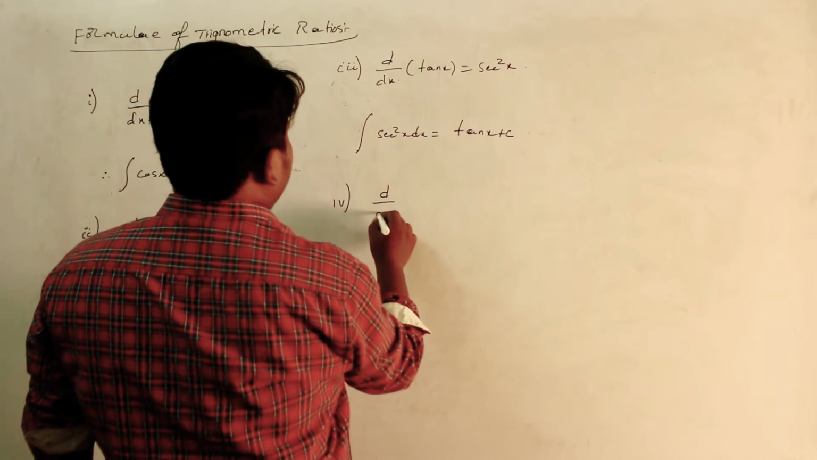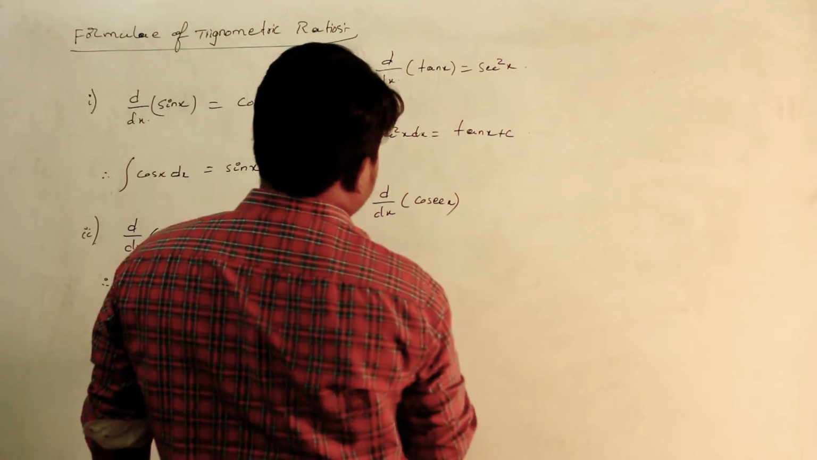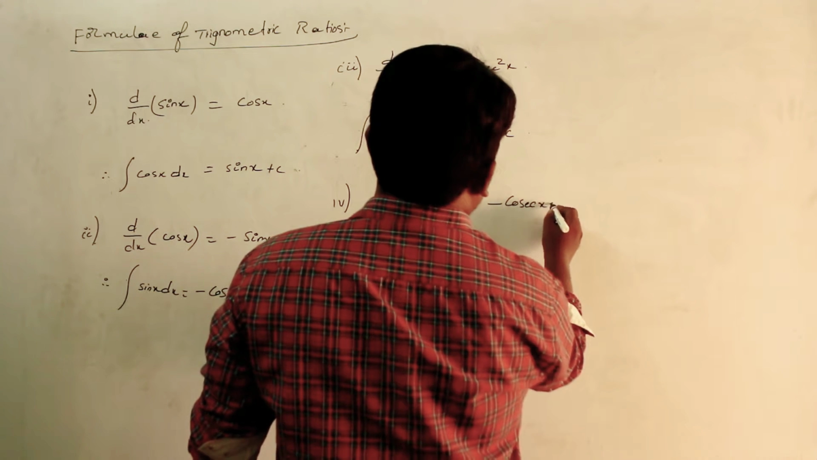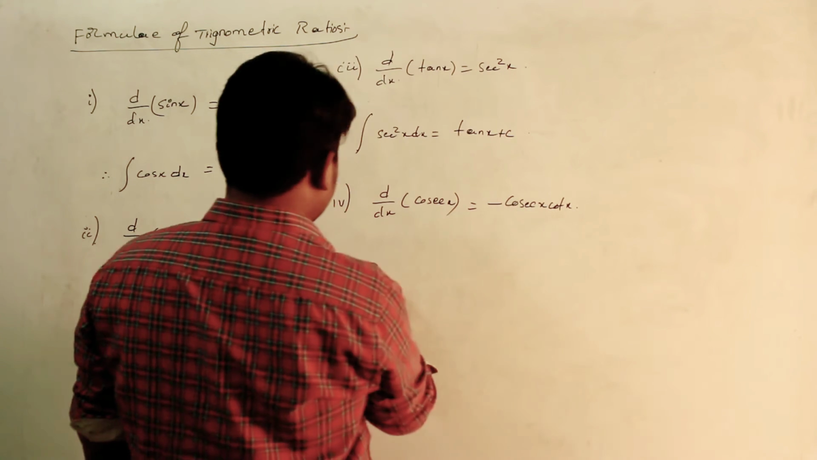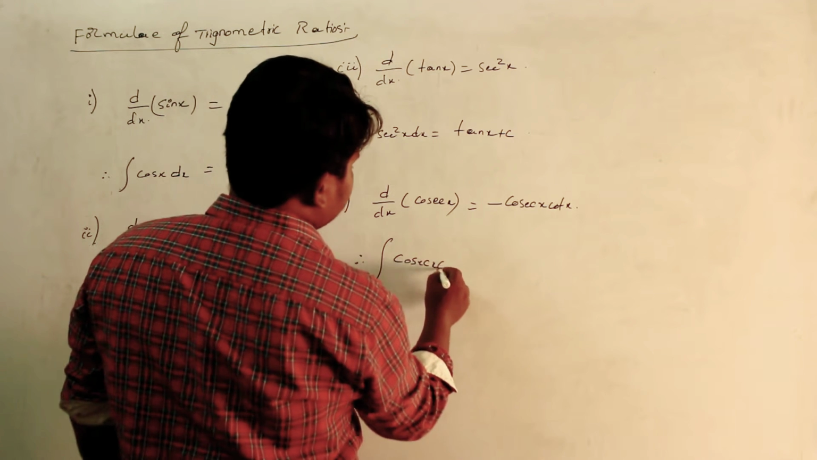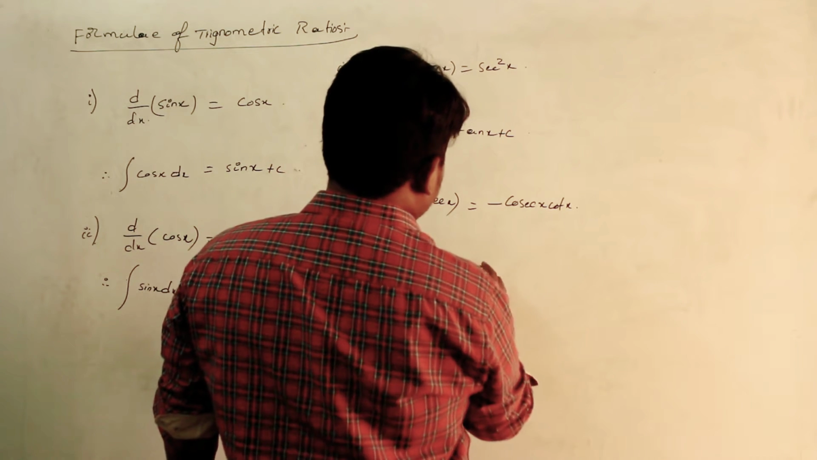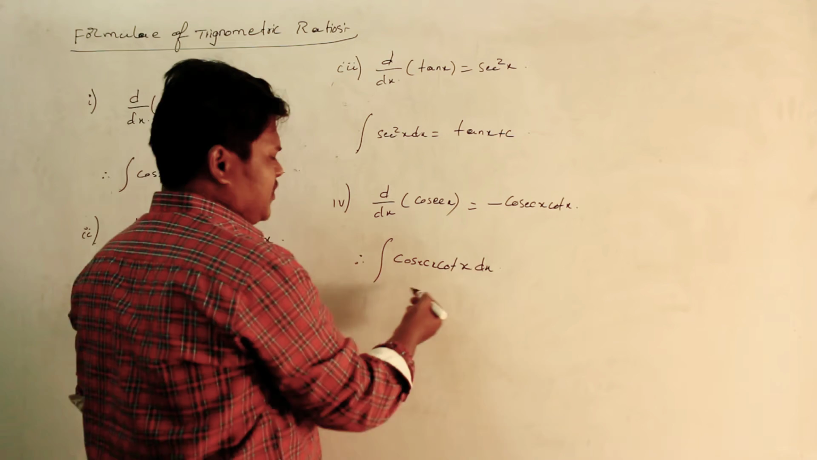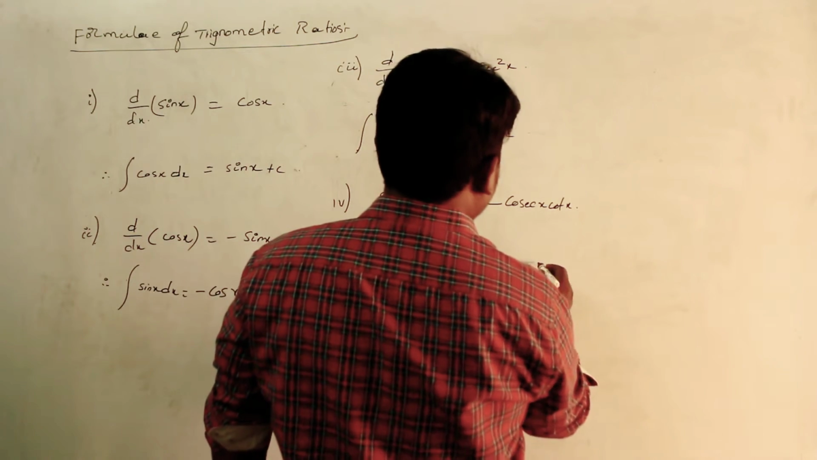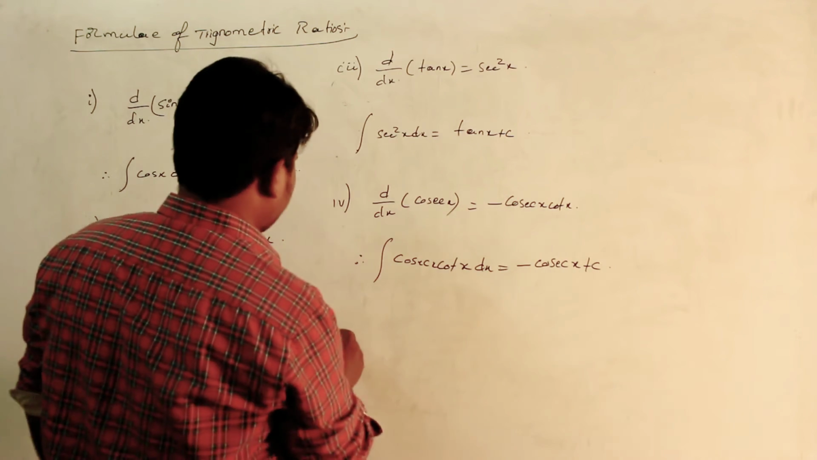Fourth one, d by dx of cosecant x is equal to minus cosecant x cot x. Therefore, integration of cosecant x cot x dx, that is, we are integrating with respect to x here, is equal to minus cosecant x plus c.